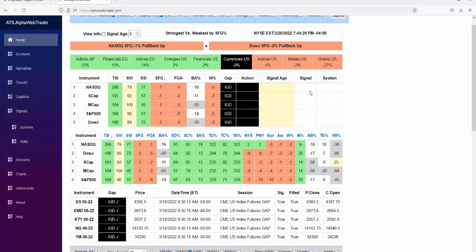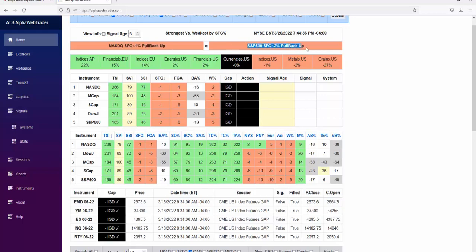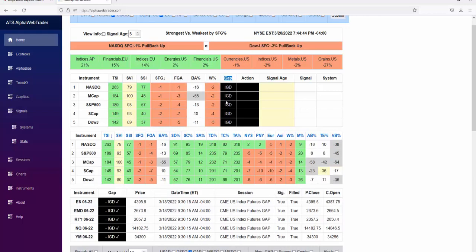What we were looking at, at the top here, it tells us what the trend is, what the stronger and weaker markets are. And on Thursday, the trends were up. And if you see the gap section here, it says IGD. So all of the markets are down: NASDAQ, mid caps, the S&P, small caps, which is the Russell, Dow. Everything opened inside the prior day's range, but below the prior day's close.